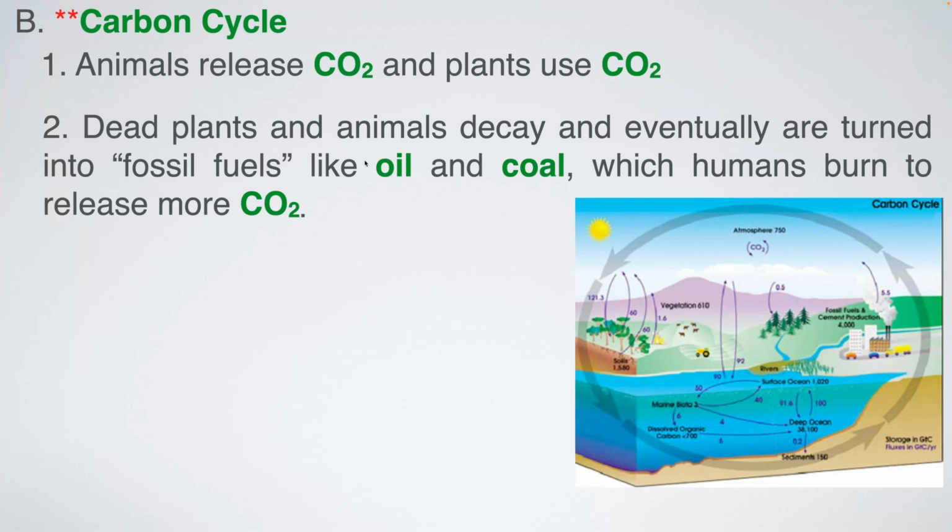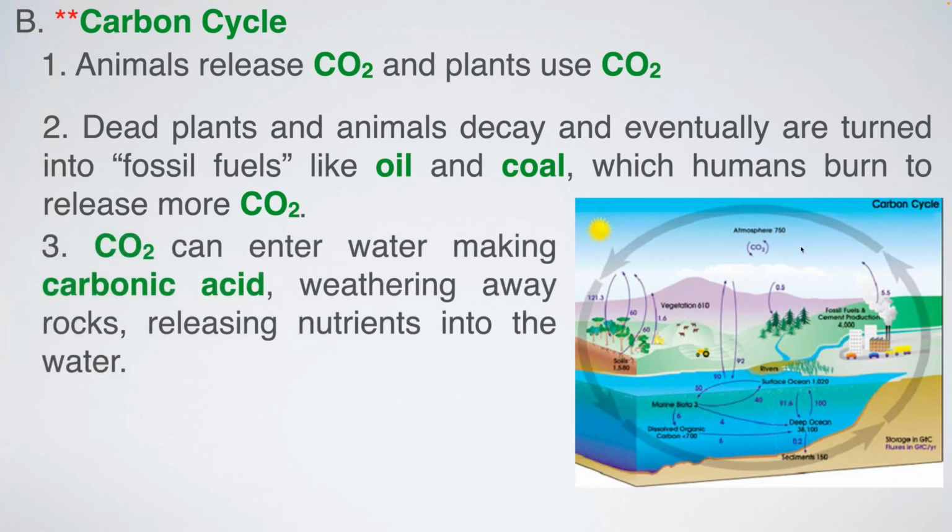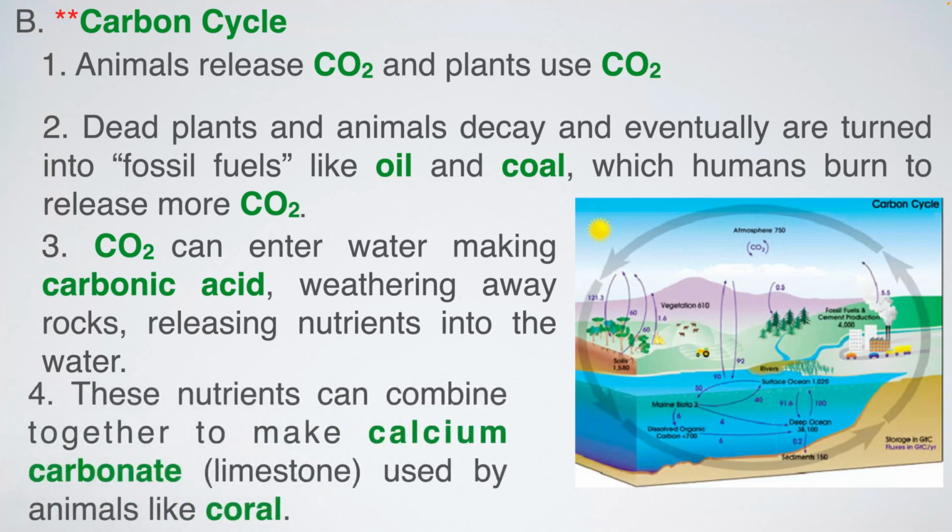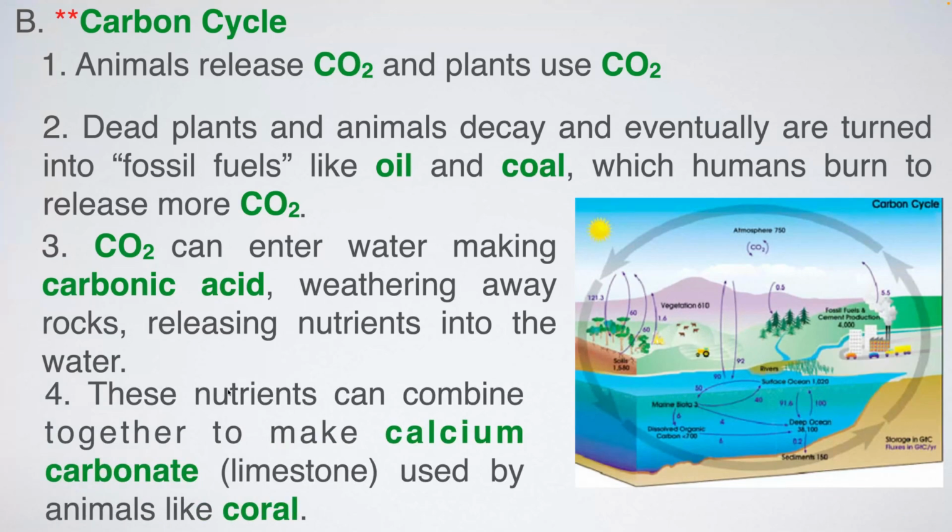And so all of that trapped carbon will get burned, and then it will release more CO2 into the atmosphere. In addition to that, CO2 can enter water, and so when it enters water, it makes something called carbonic acid. And carbonic acid, because it's an acid, will weather away things like rocks. And some of the things that it weathers away will actually be released into water, and that can be used as a nutrient source. In addition to that, these nutrients can combine together to make things called calcium carbonate. Calcium carbonate is commonly known as limestone.